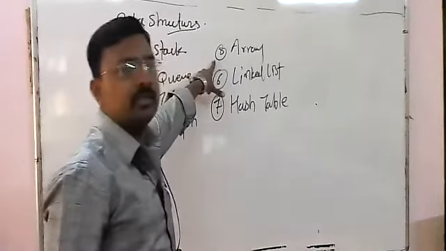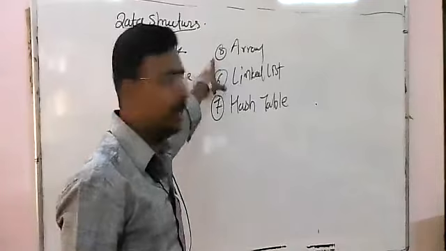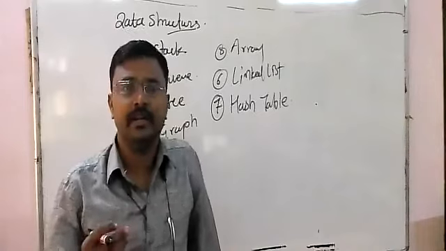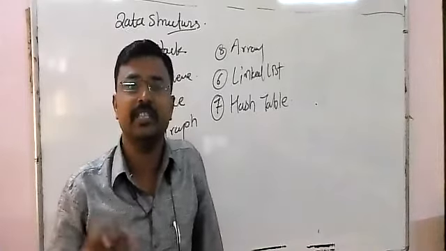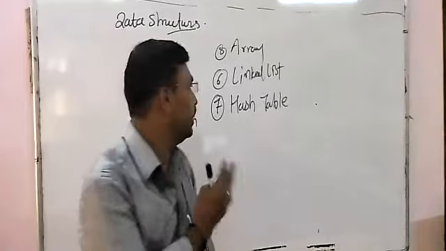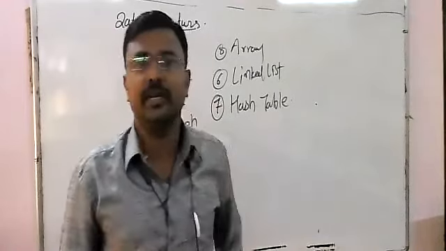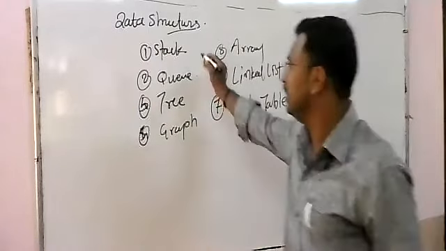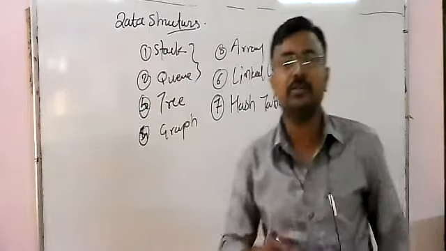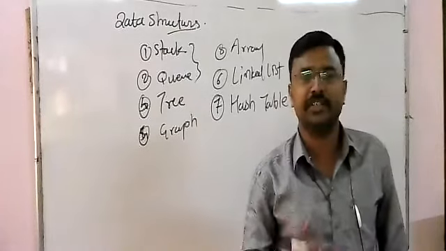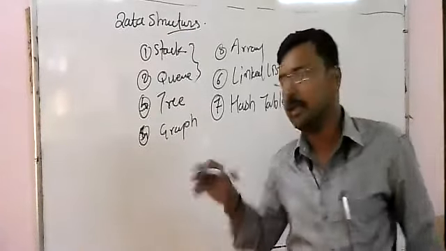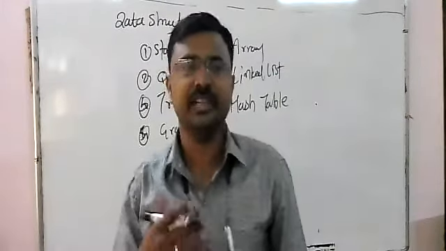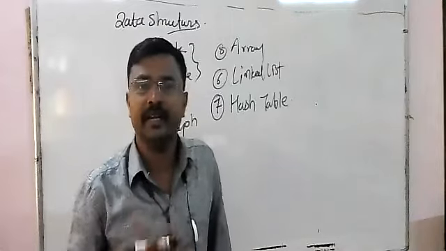Your array stores data in a sequential manner. Linked list also stores data in a sequential manner. Tree stores hierarchical data. Your graph stores relational data, where there is a relationship between data. Similarly, stack and queue also have a different representation of data. Similarly, your hash table also has a different representation from other types of data structures.